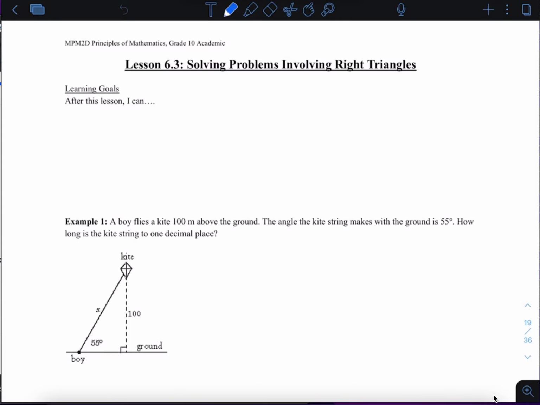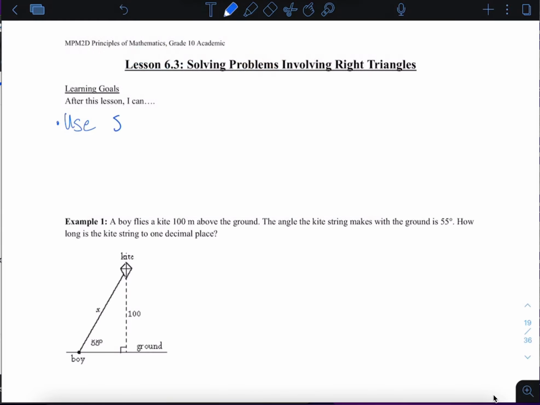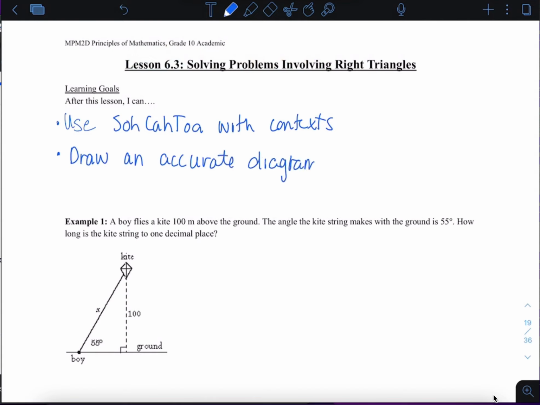Prior to lesson 6.3, you would have learned SOHCAHTOA and the trig ratios of a right triangle. So in this lesson, we're going to use SOHCAHTOA within context, and what I mean by that is in word problems. And we're going to be able to draw an accurate diagram from given information. Basically, what we're doing is problem solving.